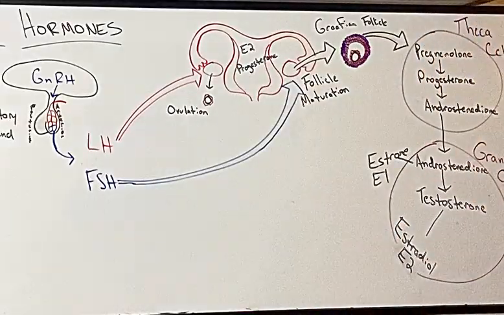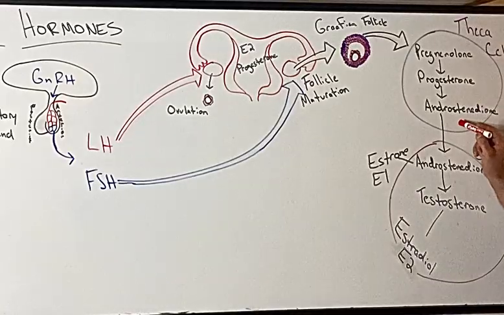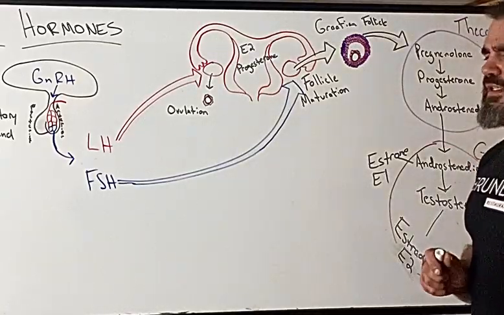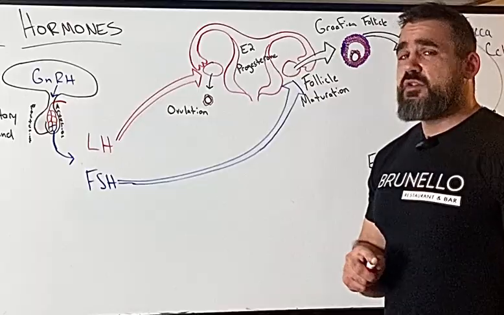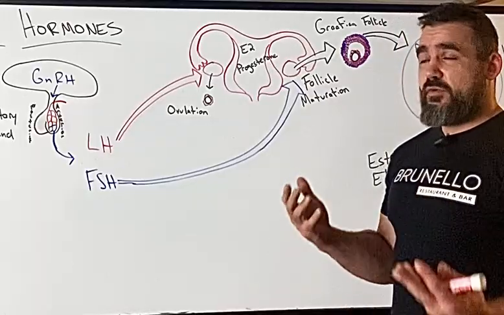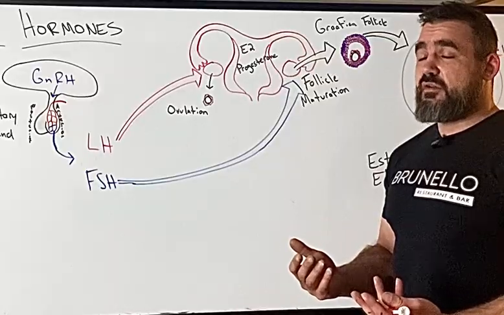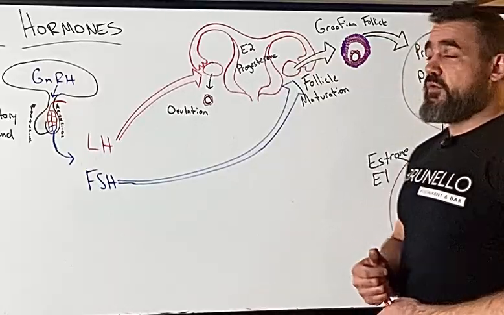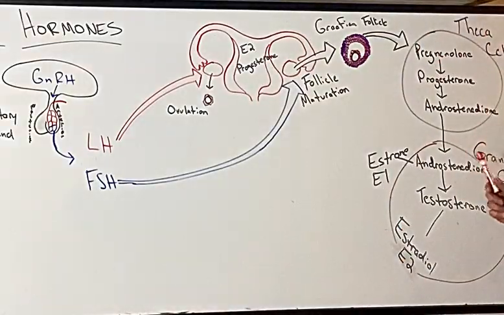So that's progesterone's effects. It's then converted to androstenedione. This is a precursor hormone to testosterone. Yes, testosterone is made in the ovaries, right? Everyone doesn't really focus on it. They focus on estradiol and progesterone, but guess what? Testosterone is made in the ovaries. So this is going to convert into testosterone. It's going to move into the granulosa cell and convert into testosterone.